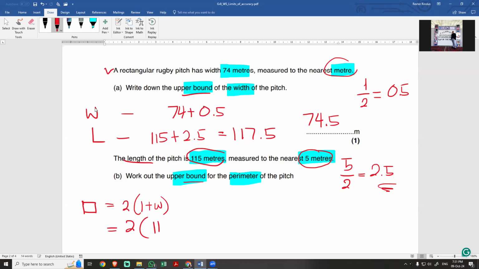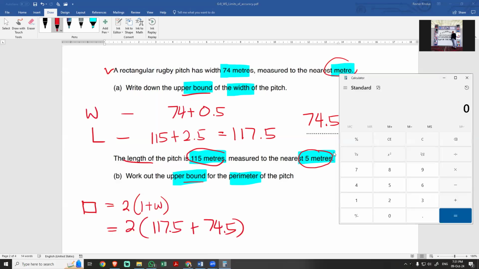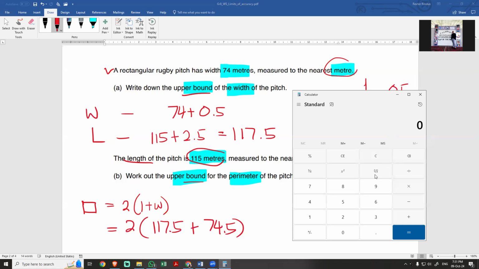Length is 117.5 plus 74.5. So then multiply the result by 2. So your answer would be, if you are allowed to use a calculator, use your calculator. If not, then you cannot use it. But this is an easy number anyway. You can do it without a calculator also, but let me just do it with a calculator right now to make it faster for us.